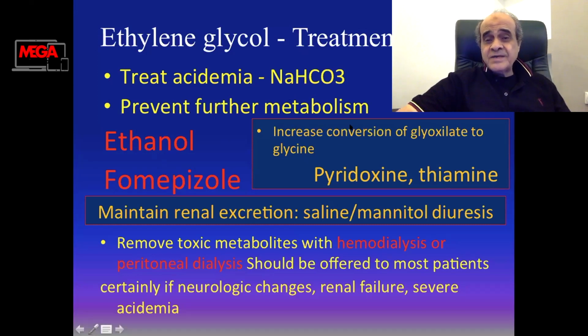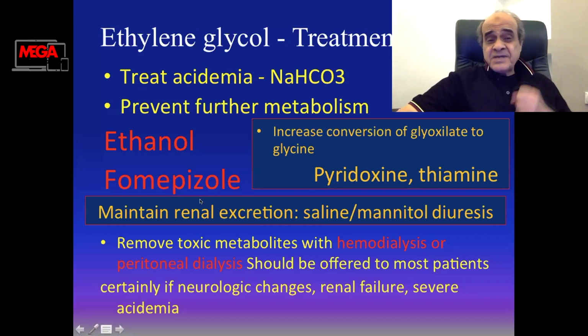Also try to increase the conversion of glycolic acid to glycine by using pyridoxine and thiamine. If the renal function is good, you can maintain the renal function and use forced diuresis if the patient is euvolemic or hypervolemic. Use saline, mannitol, and so on.